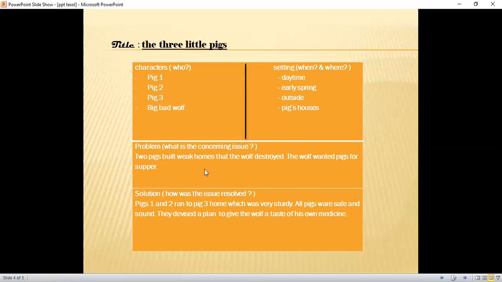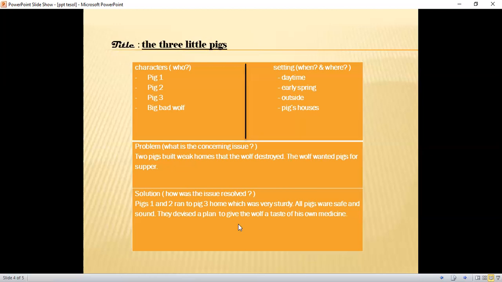So now we have identified the problem or the concerning issue. Two of the three pigs built very weak homes that the wolf destroyed by huffing and puffing and blowing those homes down, with the intention of having the pigs for supper. That is the problem, and we have to understand what has to happen in order to develop a solution. So that brings me to our next point, the solution, or how the issue was resolved. Let's think about it based on the problem, what was the solution to the story?